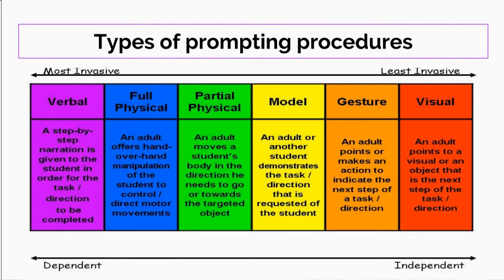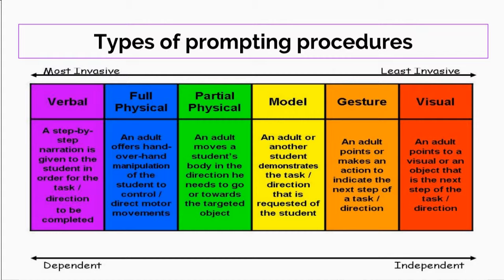So what are the different types of prompting procedures? Well, we have verbal, full physical, partial physical, model, gestural, and visual. As you can see from this picture, the most invasive prompts are on the left and the least invasive prompts are on the right. Verbal prompts involve a step-by-step narration being given to the student in order for the task direction to be completed. Full physical prompts involve an adult using hand-over-hand manipulation of the student to control direct motor movements. Partial physical prompts include an adult moving a student's body in the direction he needs to go or towards the targeted object.